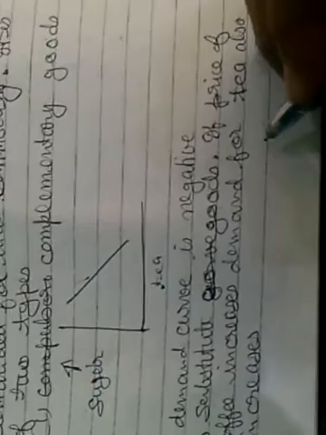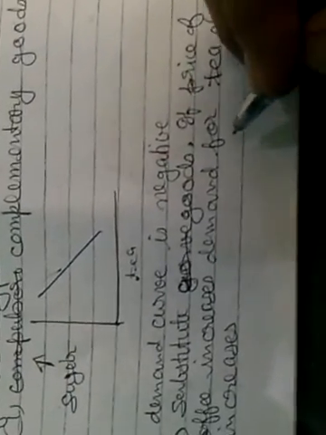Substitute goods, for example coffee and tea. I prefer drinking coffee and the price of it went higher, so I started drinking tea. In that condition, demand for tea also went high, so in that case the curve will be positive.